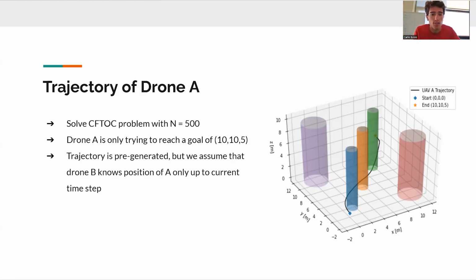So how do we generate the trajectory of drone A? For the target drone, we just run a CFTOC with a horizon of 500. The CFTOC is feasible and tries to reach a specified location, which in this case is (10, 10, 5) in 3D space. The trajectory is pre-generated, and then it's fed into the pipeline to generate the trajectory of the chasing drone, which will have knowledge about the previous positions and the current position, but of course not the future positions. The future estimate will be handled with the prediction pipeline.